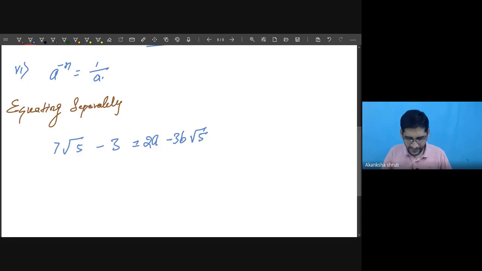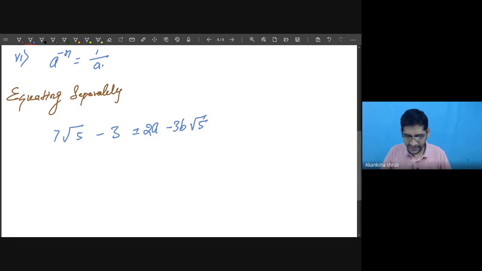Then a student, keep in mind, many a time our students are committing a mistake. They are thinking that the first should be equated with the first. No, this is wrong. The concept is that rational and irrational parts should be understood carefully on both sides. So what is the irrational part on the left hand side? 7 root 5. And the irrational part on the right hand side, minus 3b root 5.